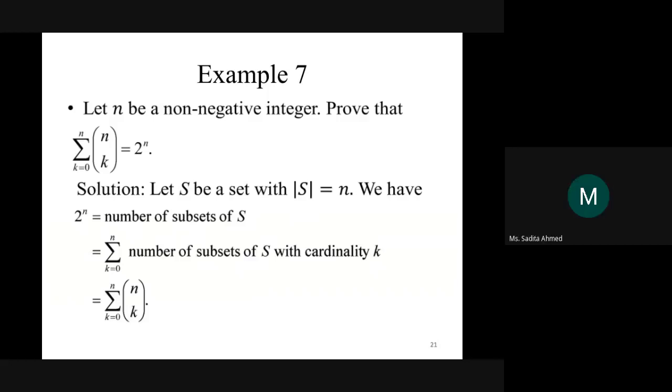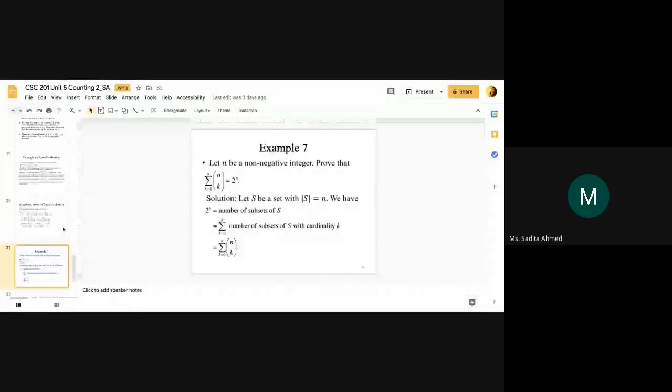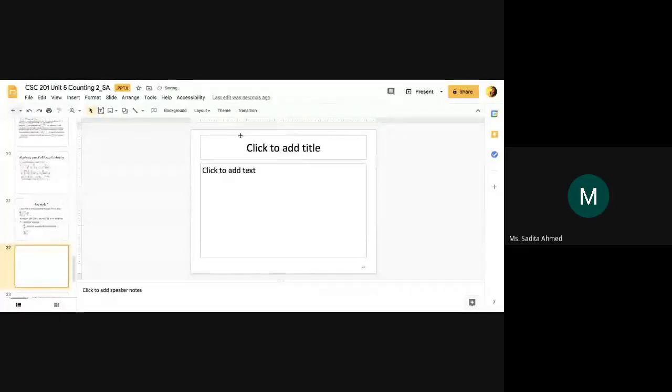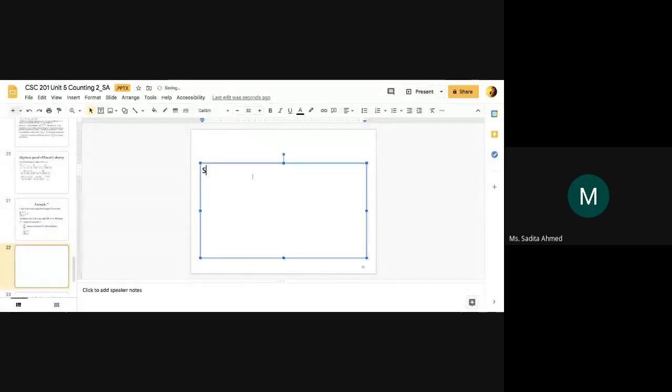So this process of creating the subsets of the set S can be done either by creating a subset of size 0 or subsets of size 1 or subsets of size 2 or subsets of size 3 and so on until n. Right? Think about it. Let's say I have a set S which has the elements 1, 2, 3, 4, 5.